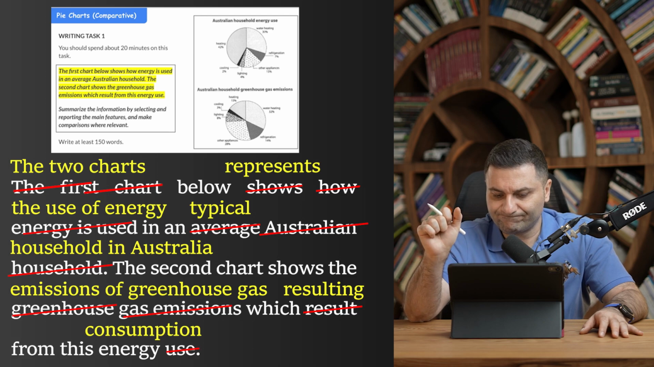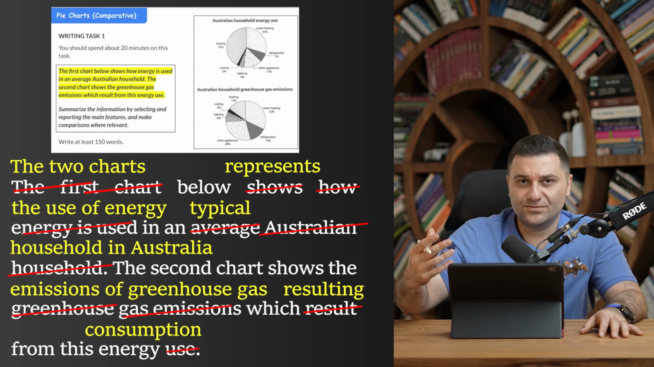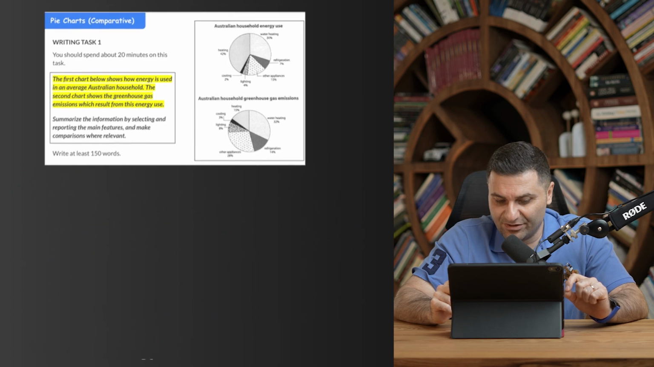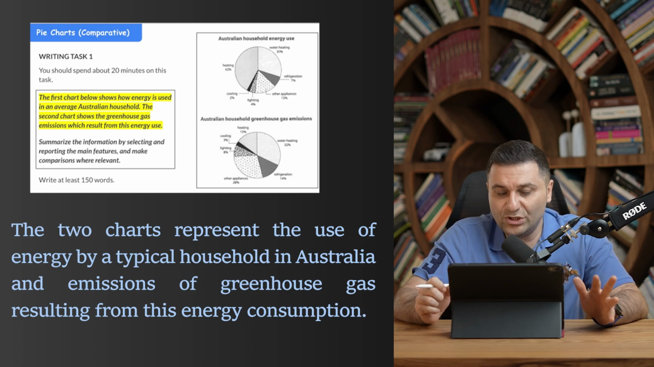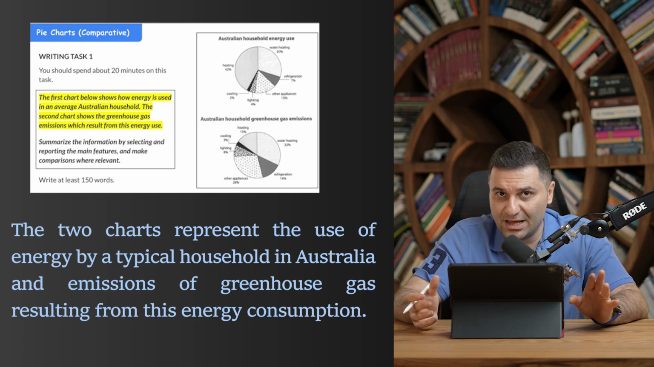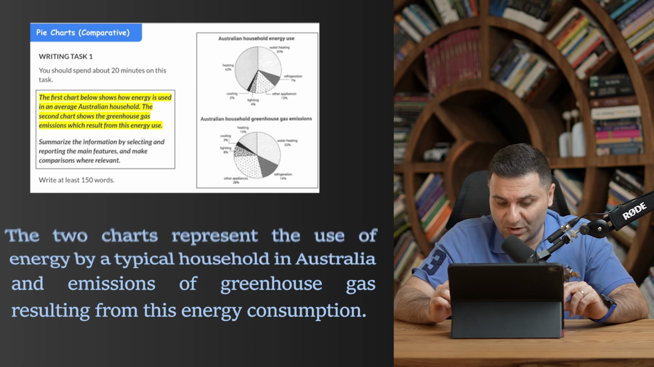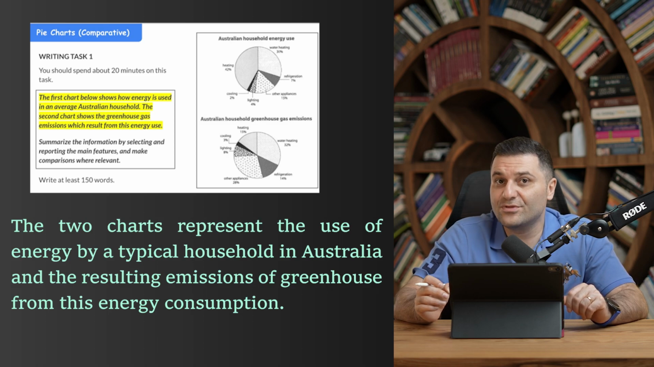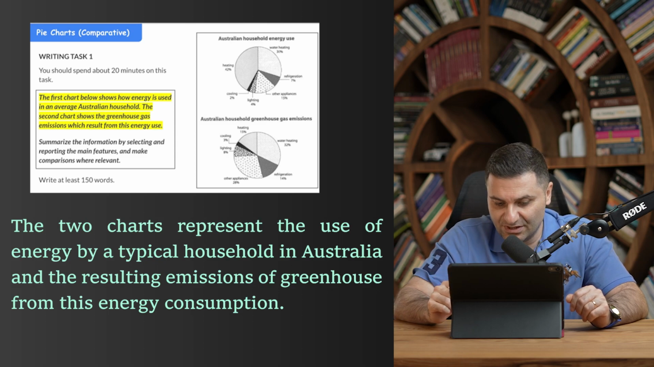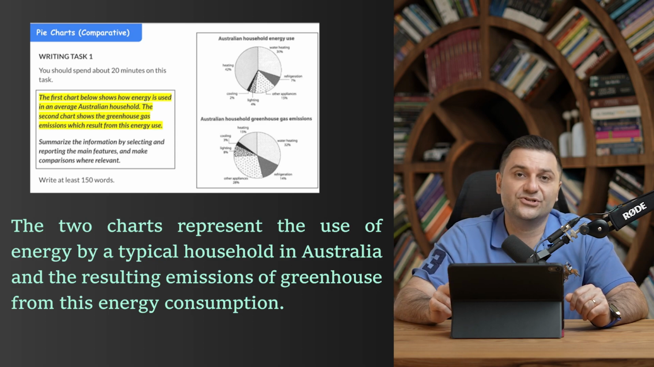So if we change the words, our sentence will be something like this. The two charts represent the use of energy by a typical household in Australia and emissions of greenhouse gas resulting from this energy consumption. Now, we changed the word order and our opening sentence will be this one. The two charts represent the use of energy by a typical household in Australia and the resulting emissions of greenhouse gas from this energy consumption.